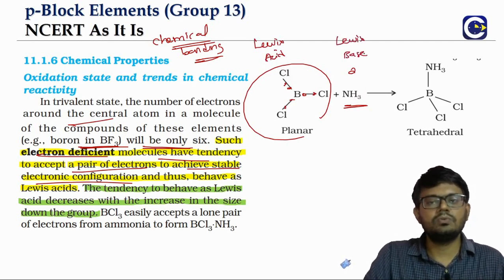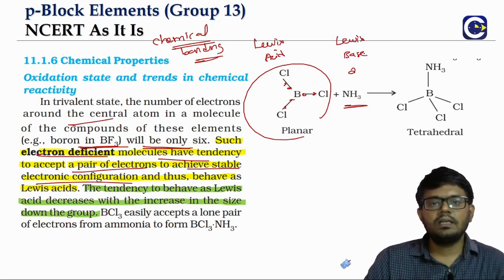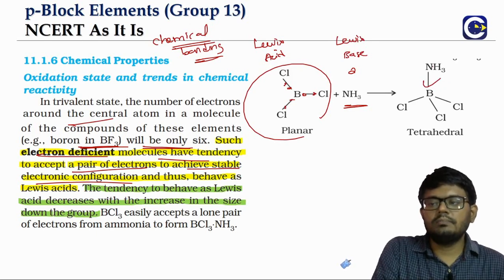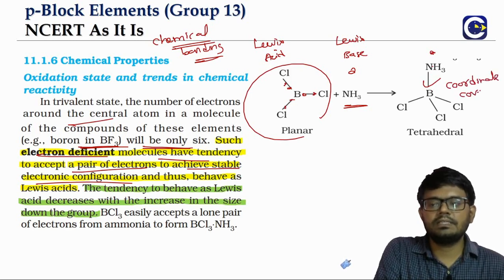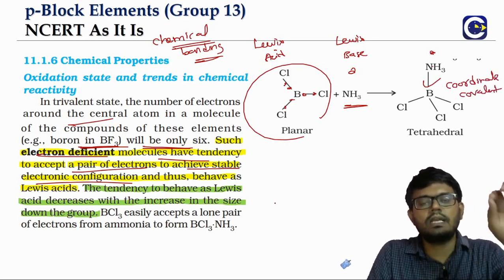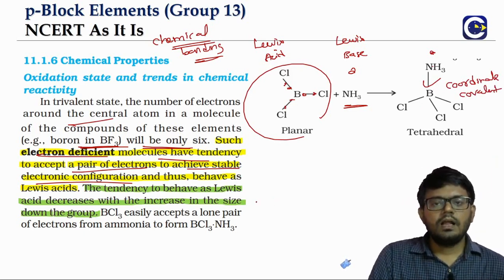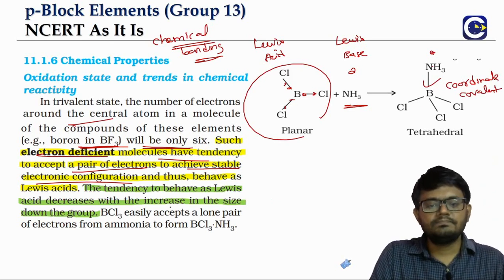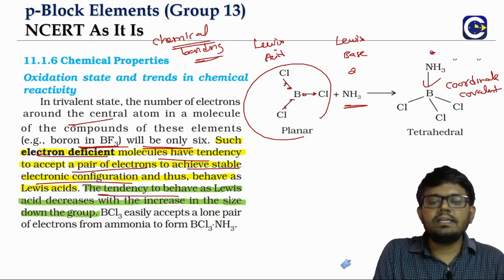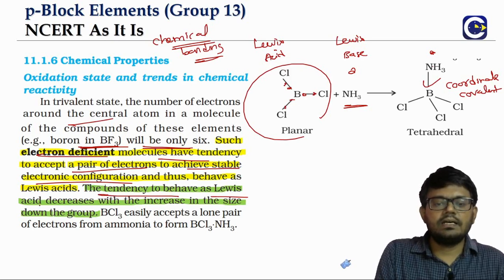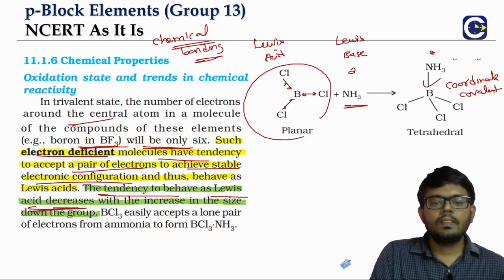We have studied this Lewis acid and Lewis base concept in ionic equilibrium. So we will see there is actually a bond between the nitrogen of ammonia and the boron. It is a coordinate covalent bond. So we can represent this with an arrow. Both the electrons of the bond are given by what? The nitrogen. And the thing that we need to understand here is that the tendency to behave as a Lewis acid will be decreasing with increasing size.